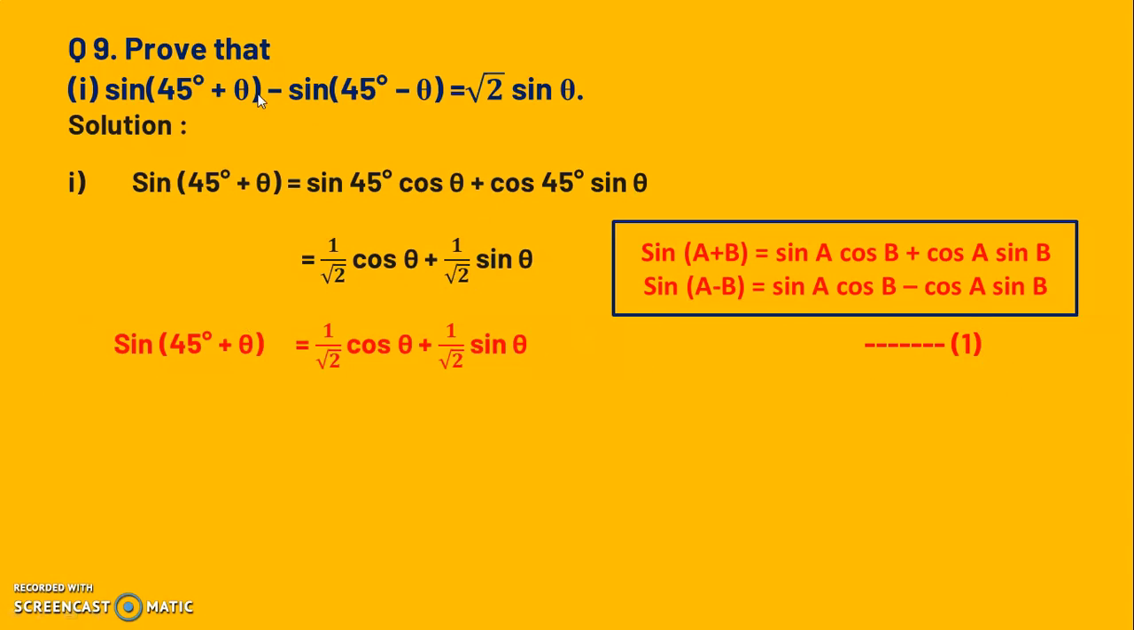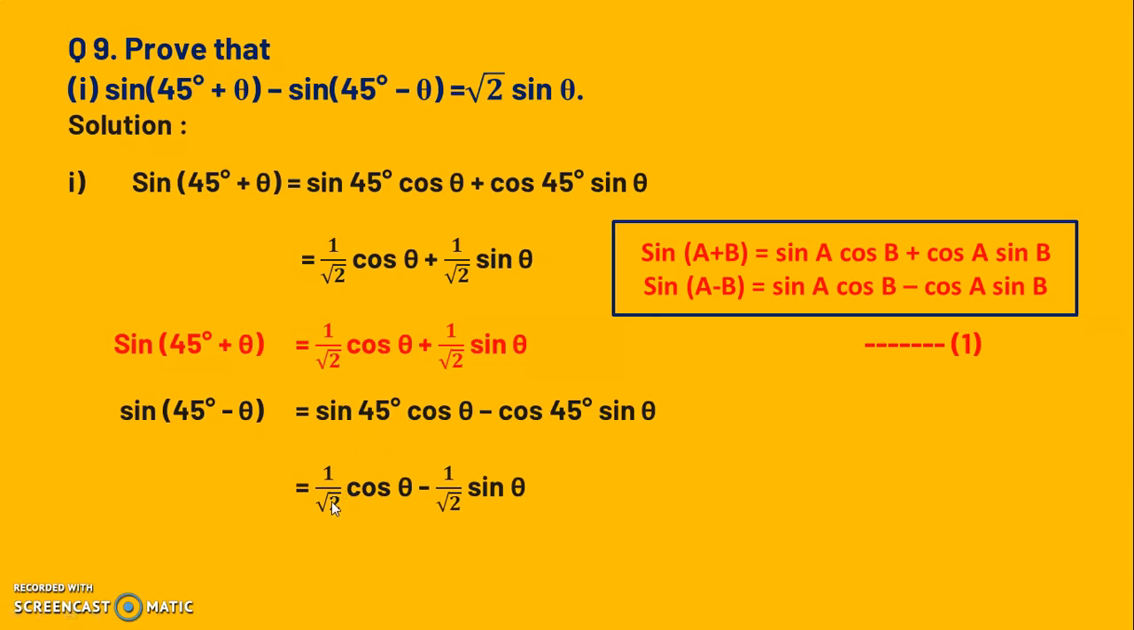Okay. Then we have to find sin(45 degree - theta). So what is sin(A - B)? That is sin A cos B minus cos A sin B. Therefore sin A is sin 45 degree, cos B is cos theta, minus cos A is cos 45 degree and sin B is sin theta. Here also sin 45 degree and cos 45 degree are 1 by square root of 2. Therefore 1 by square root of 2 cos theta minus 1 by square root of 2 sin theta. So sin(45 degree - theta) is 1 by root 2 cos theta minus 1 by root 2 sin theta. Make this equation number 2.